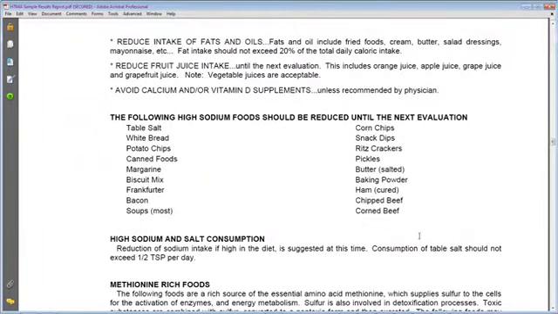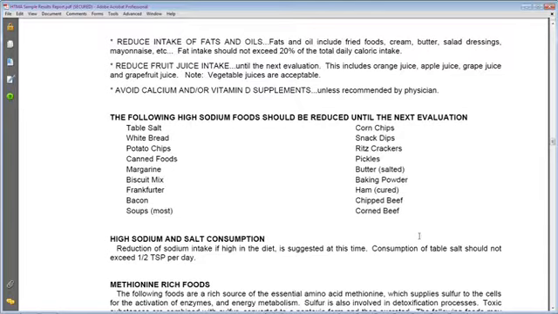Reduce intake of fats and oils. Fats and oil include fried foods, cream, butter, salad dressings, mayonnaise, etc. Fat intake should not exceed 20% of the total daily caloric intake. Now, this does not include avocados and coconut oil.